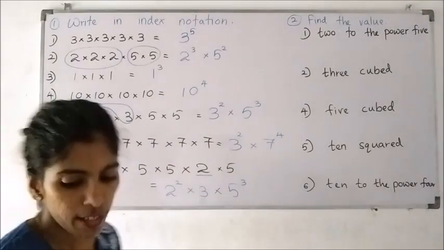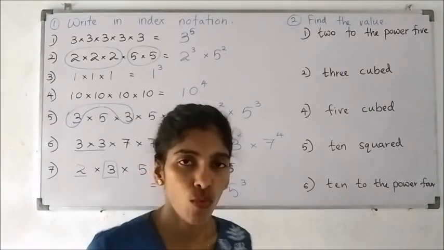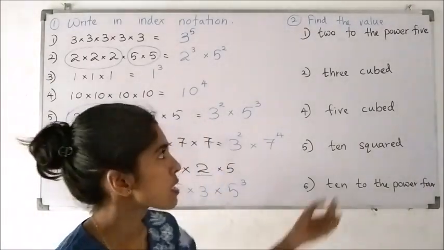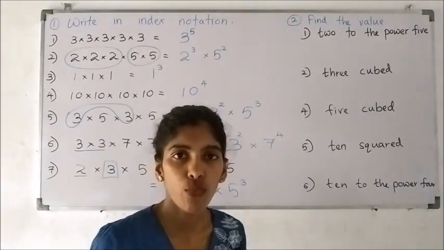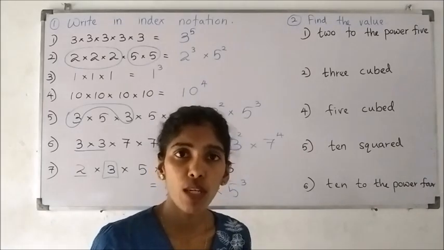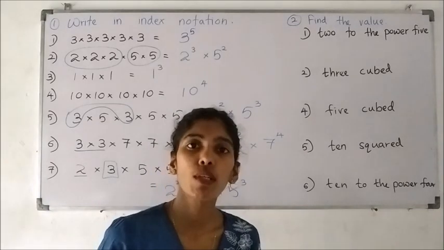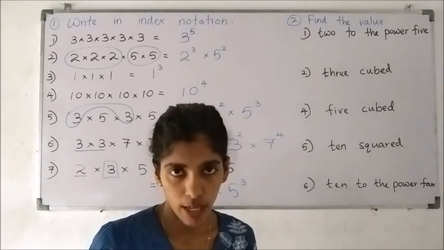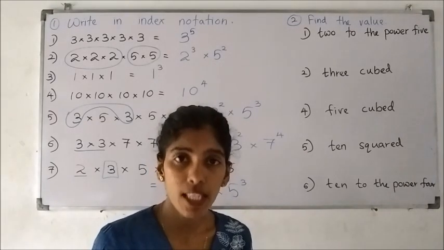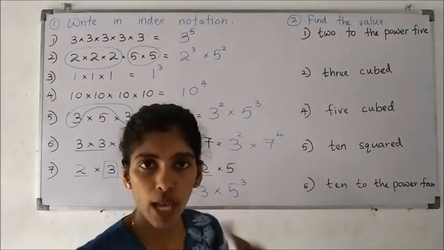Next, find the value. Before finding the value, you see these questions are given in words. So firstly, we will write them in index notation. Thereafter, we will write them as a product. Finally, by multiplying, we will find the value. Okay.